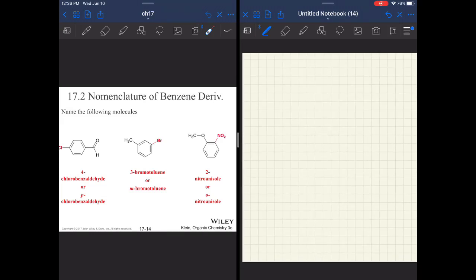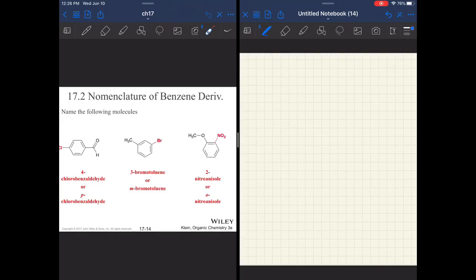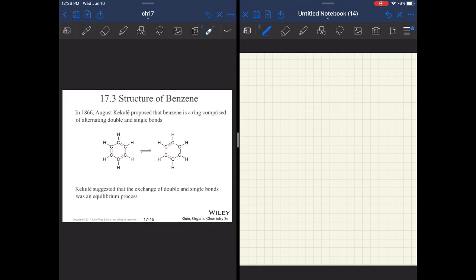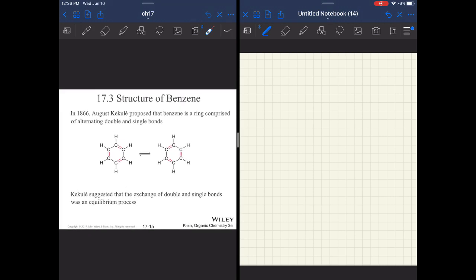All right, we're going to get into chapter 17, part 2. We're going to talk a little bit about the structure of benzene. The structure itself, the way that the atoms are put together, was figured out in 1866 by Kekulé, and he made one major mistake. All right, and so let's take a look at the image here.